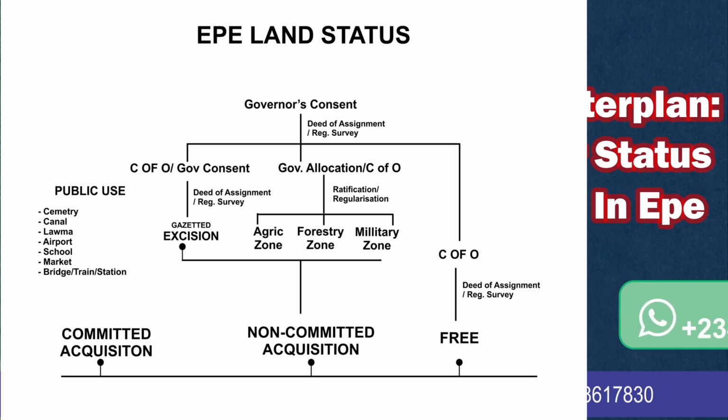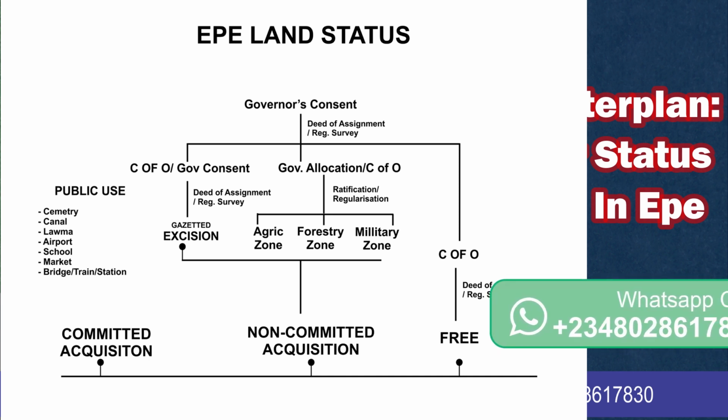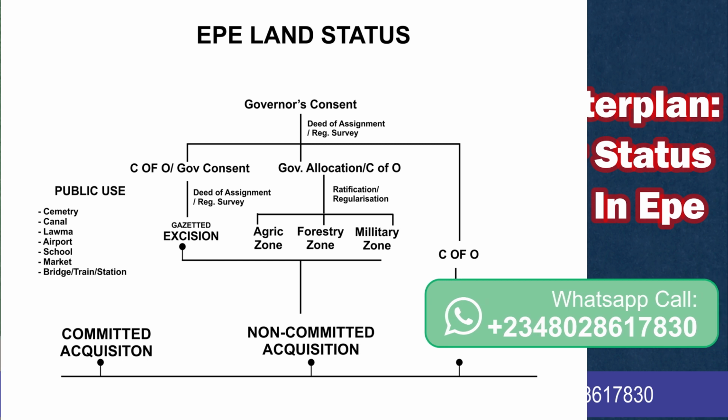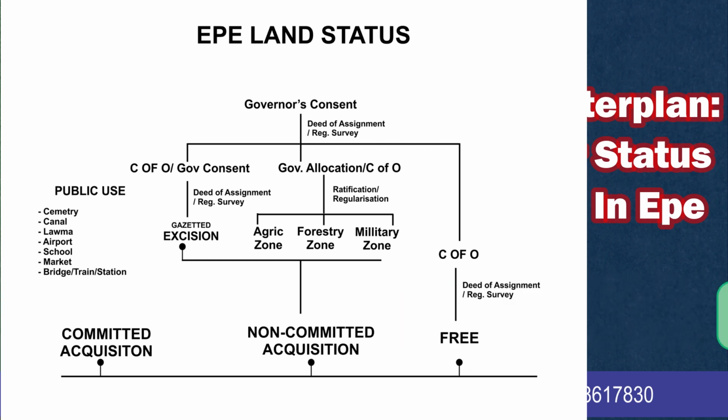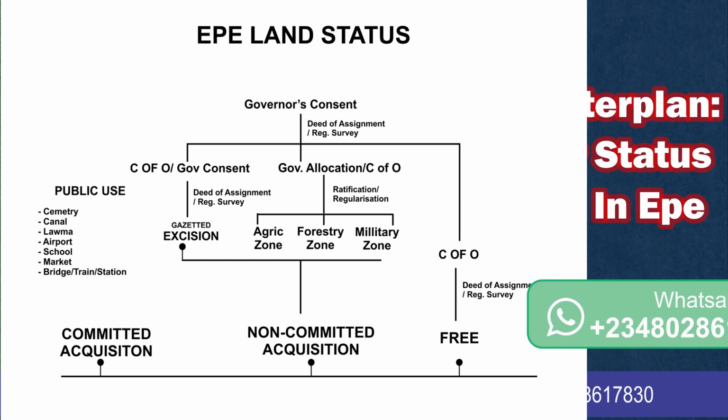All right, so let's go into the tabular diagram of the Epe land status, because as I've been doing in almost a couple of my previous videos now, sharing tables for you to understand these things better, to see it in a diagram way and in a chart format how this land status is.